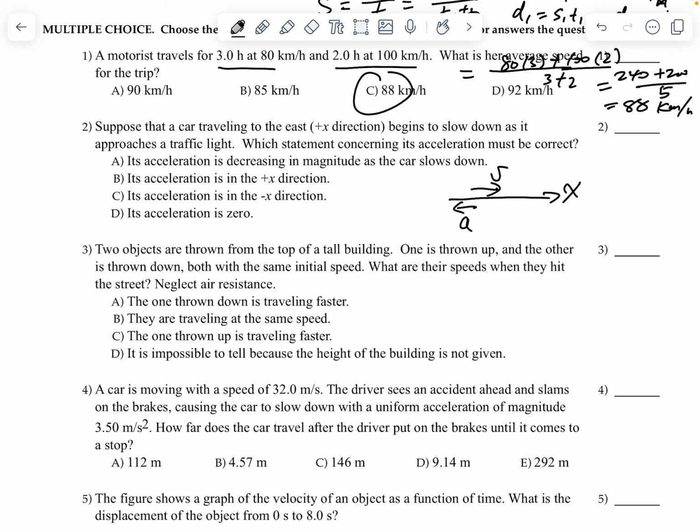If you have the same direction of the acceleration, then you speed up. So its acceleration is in the negative x direction, right?